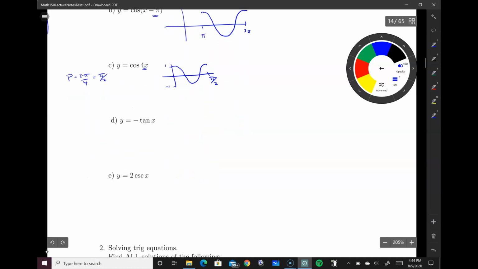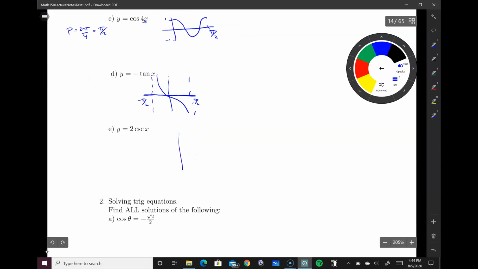All right, let's look at negative tangent of x. So negative tangent of x is a flipping over the x-axis, so it would look like this. The asymptotes don't change, so there's negative pi over 2, and there's pi over 2. So cosecant is the graph with the cups, so it's going to be here, asymptote here at pi, and down here, asymptote here at 2 pi, where this would be 2 and this would be negative 2.